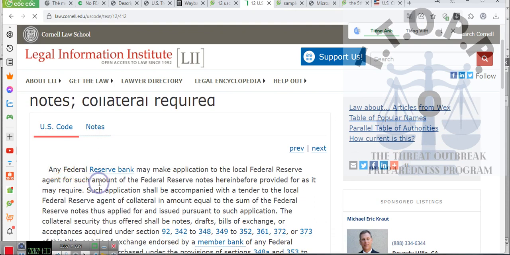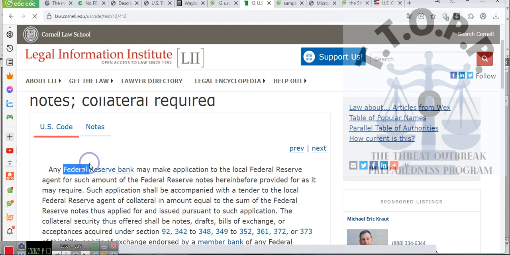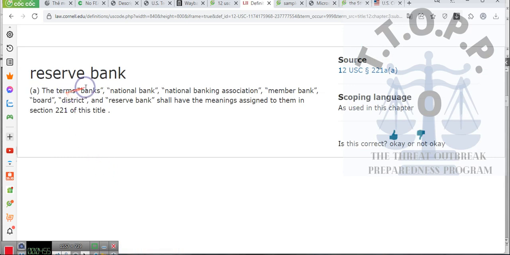Any Federal Reserve Bank, they gave you a hyperlink for Reserve Bank, not Federal Reserve Bank, because there is no definition for Federal Reserve Bank when you are dealing with any. So let's do Reserve Bank. Let's find out. The term bank, see, it doesn't say reserve. Oh, look at that. Reserve bank uses its own name in its definition. So this is not the definition for reserve bank. You cannot define a word with the word.